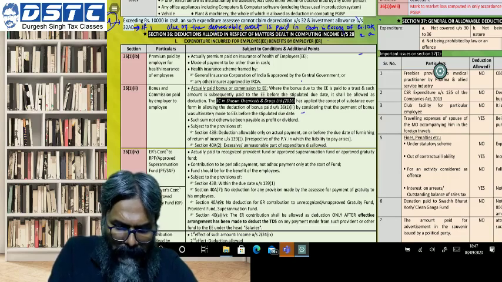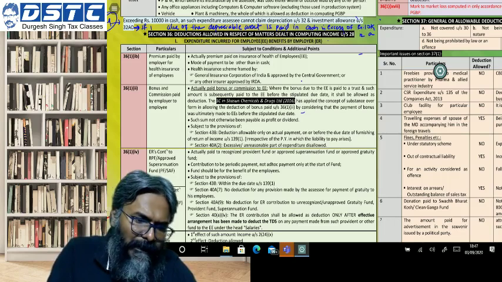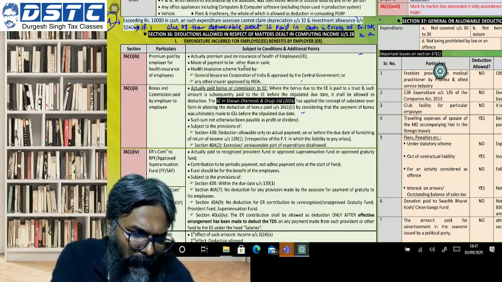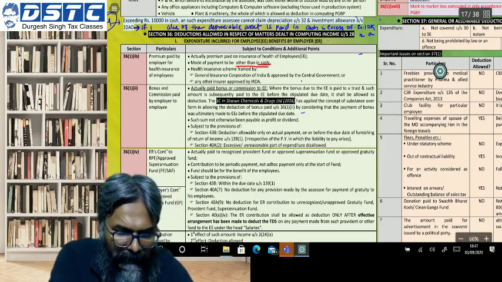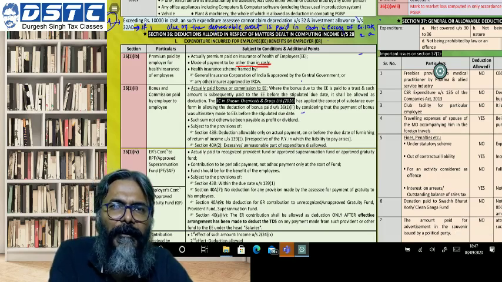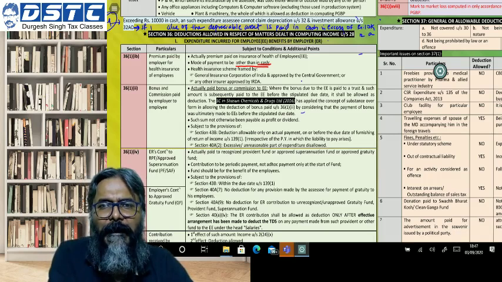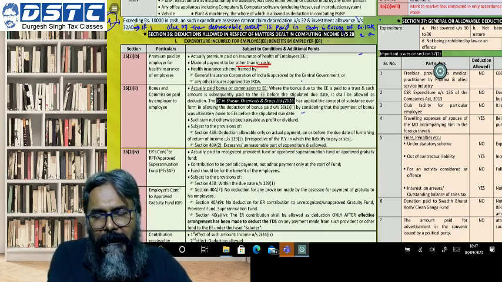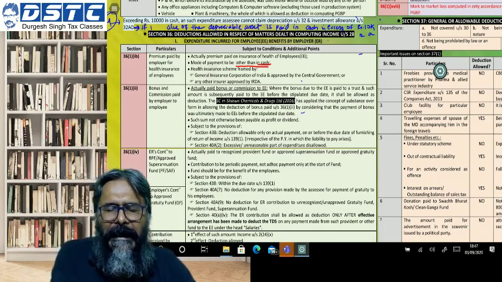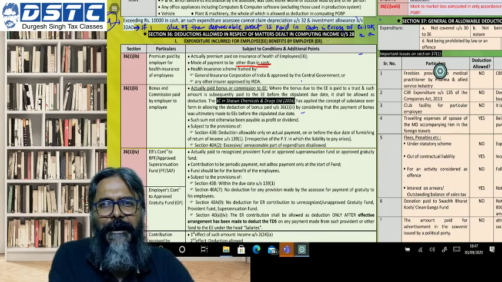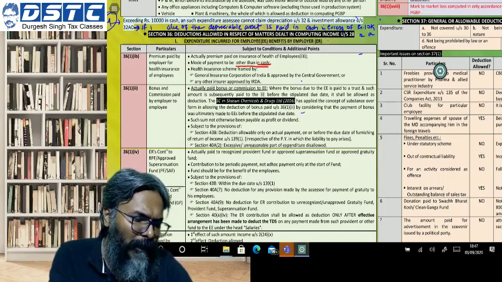This premium would be allowed as deduction, but the only condition is that the mode of payment should be other than in cash. This is one thing that you should be careful about. So if they say clearly that the premium which is paid by the employer on the group medical insurance policy of the employee is not paid in cash, then in that particular case, this amount will be allowed as deduction.